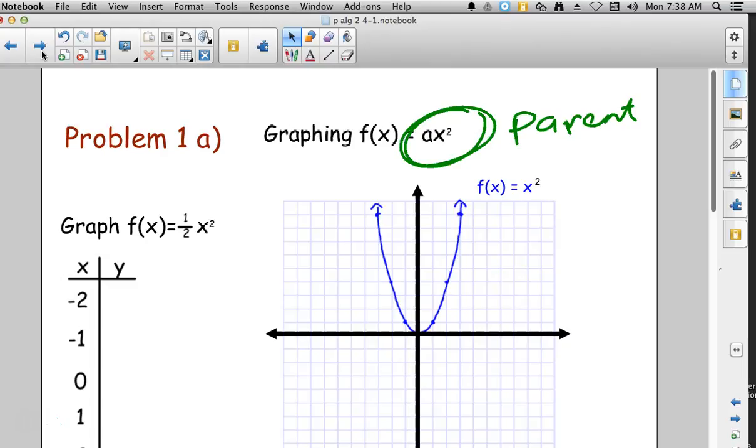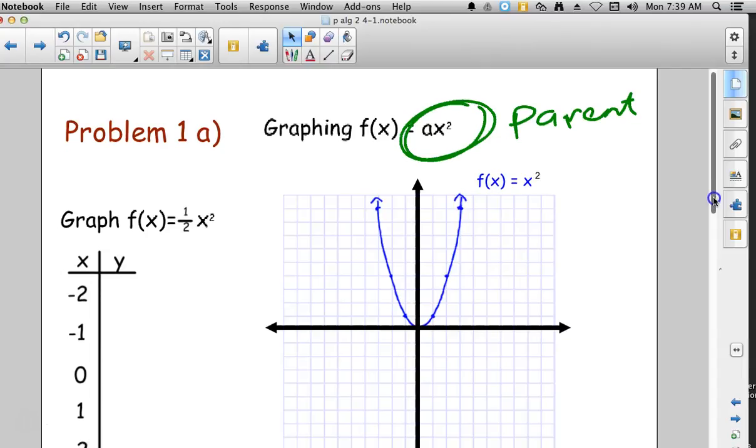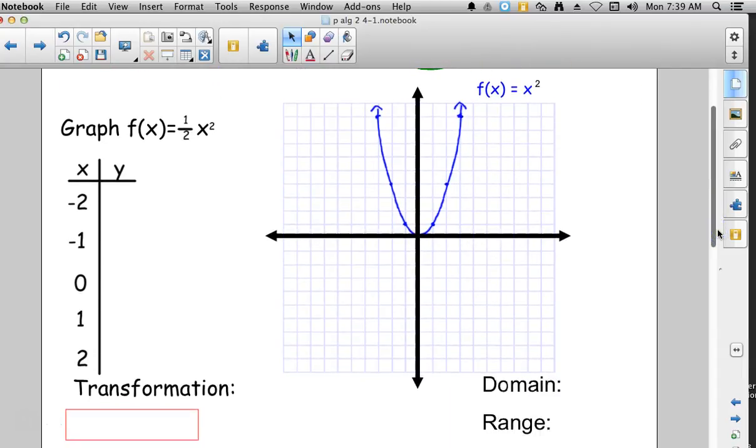So this one that we see up here is f of x equals x squared, but we want to know what's going to happen to that if we put a number in front of it. And in this case, we've got a 1/2 x squared. Well, we already know it should end up being compressed, kind of pushed down, opened up a little bit. But what we're going to do is take a look at the table and how all of this changes dependent on what that a value is.